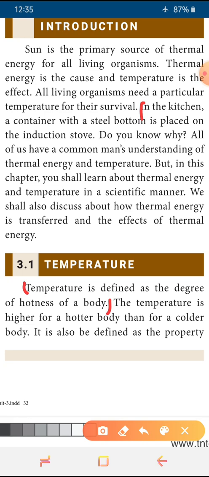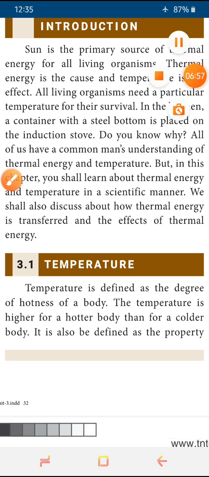Can we place wood at the bottom and cook on top? If we cook by putting fire on wood, wood is like a non-conductor. It will take more time to heat, but in the containers it will heat very easily. So that's why we are using more conducting material for cooking food and for other purposes.